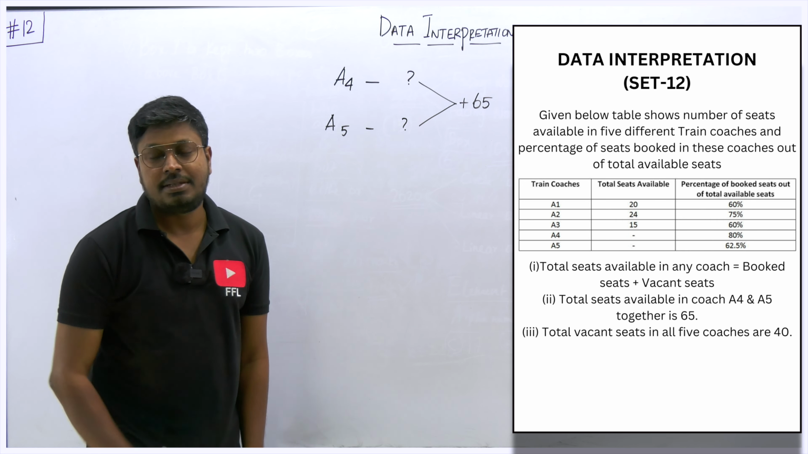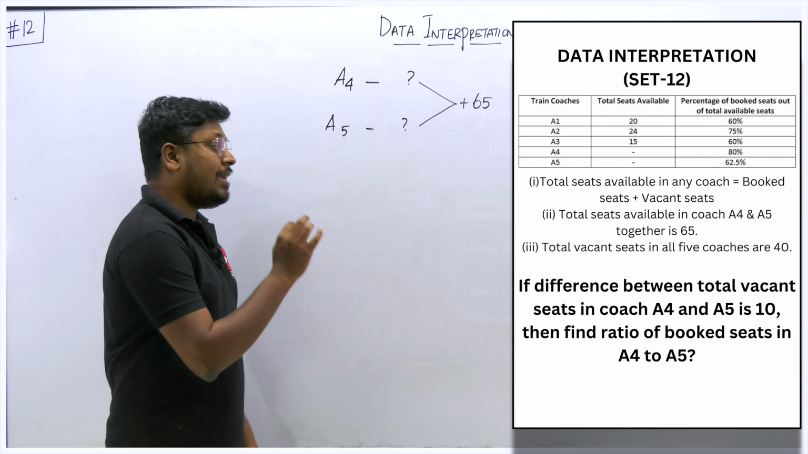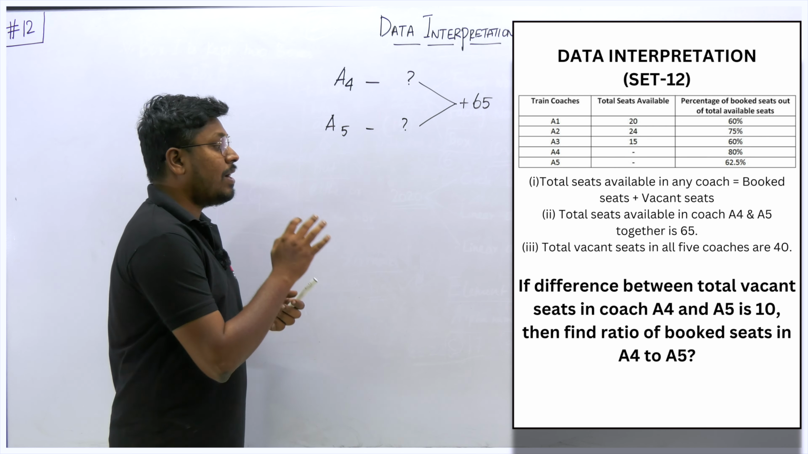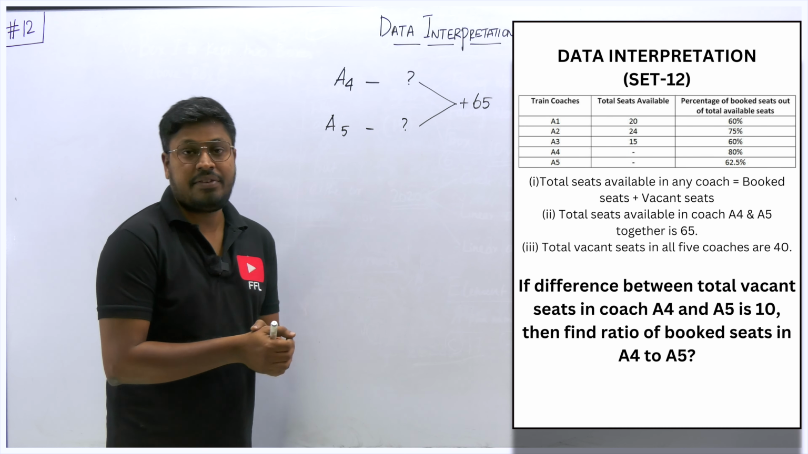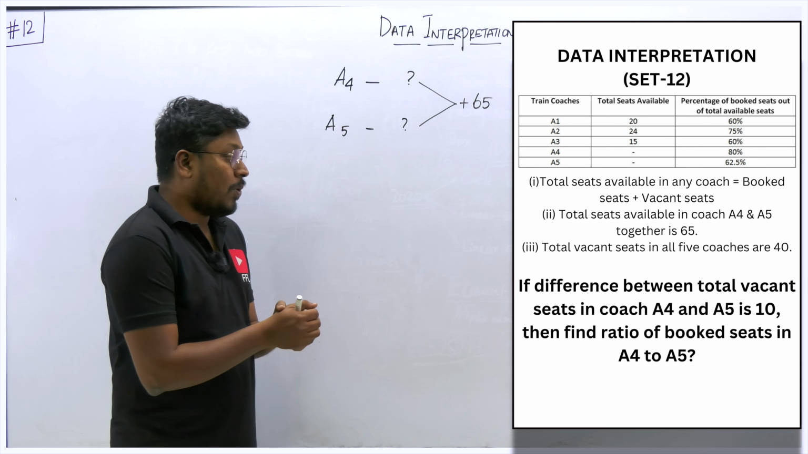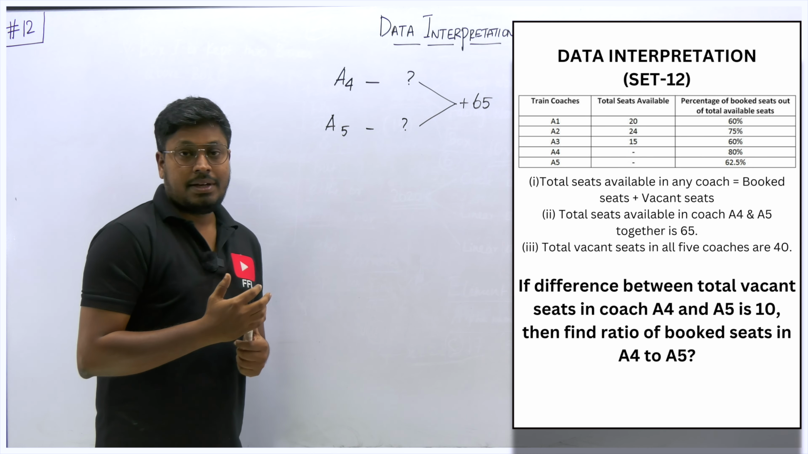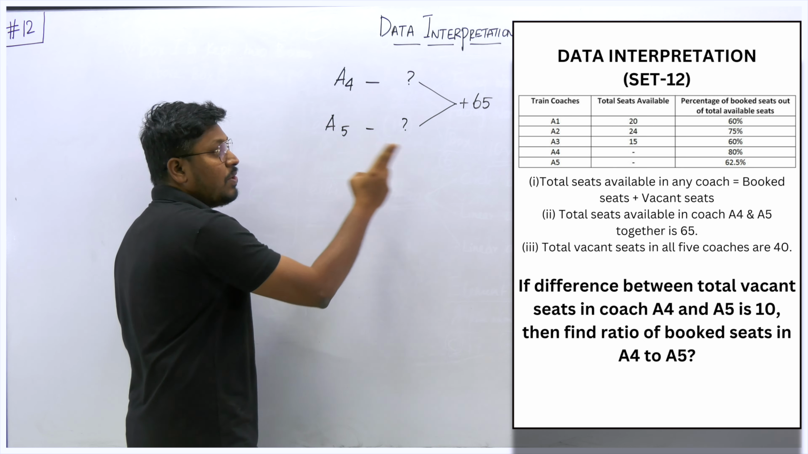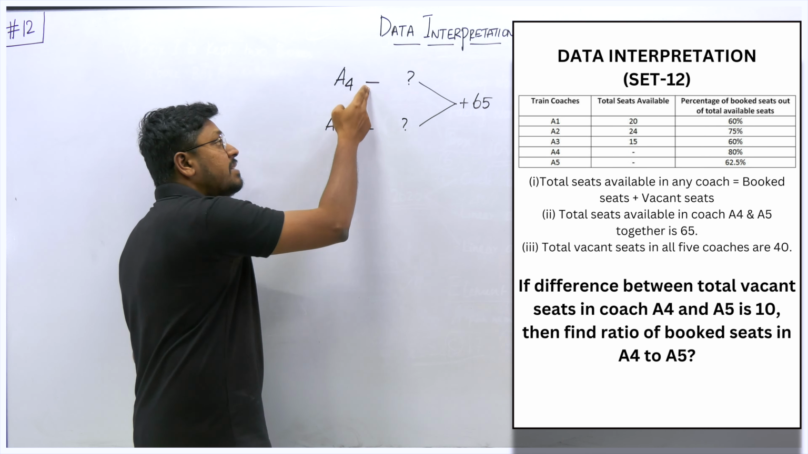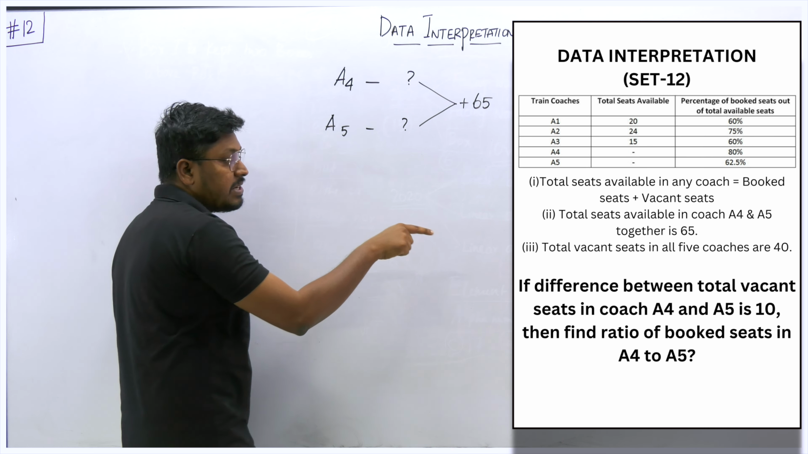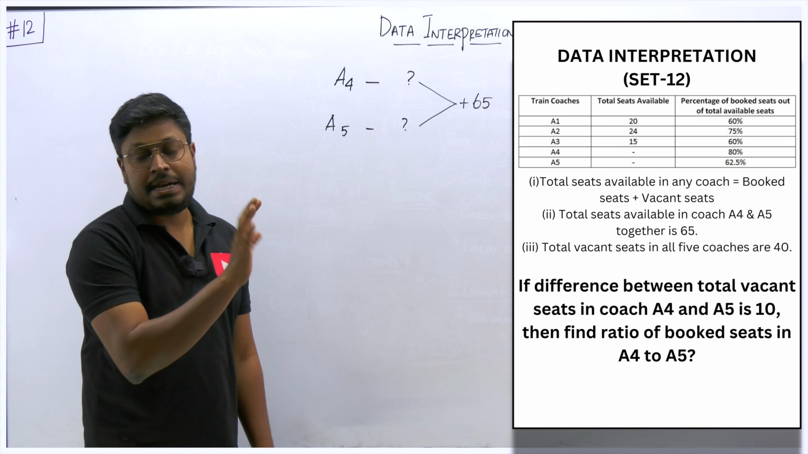There are 5 questions under this chart. So here is the first question. If the difference between the total vacant seat in coach A4 and A5 is 10, find the ratio of booked seat in A4 to A5. So our target is to find the ratio of booked seat in the 2 coaches, A4 and A5. We don't know the total available seat of A4 and A5, so those 2 values are missing. But what is the value they have given in the question? The difference between the total vacant seat in coach A4 and A5.